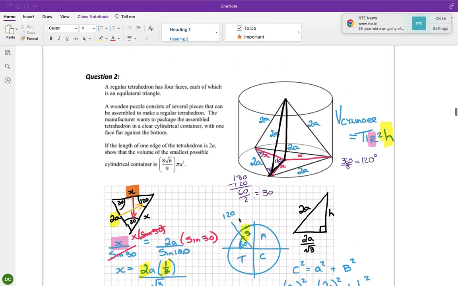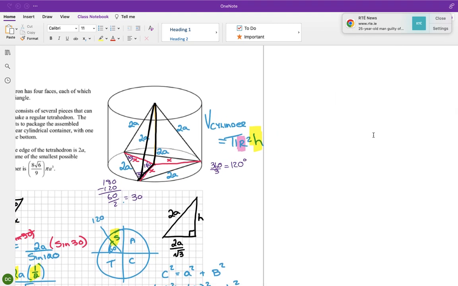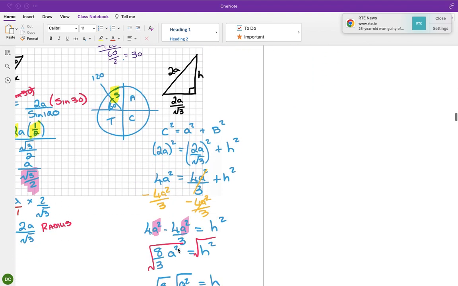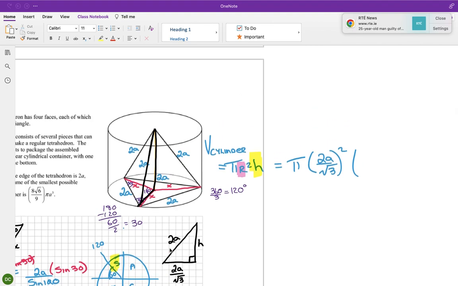Okay. So I said at the start I was trying to fill this in, so I might just go up there and fill it in actually. So it's pi, that was this here, see it there? 2a over the square root of 3 squared. And then h, I just got there, is the square root of 8 over 3a. Okay, so I'm going to square this first, and then go back and look at what I'm trying to get. So this is 4a squared over 3, and then I have the square root of 8 over 3a.